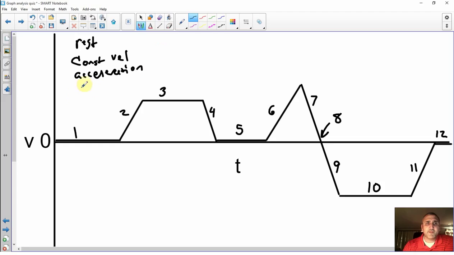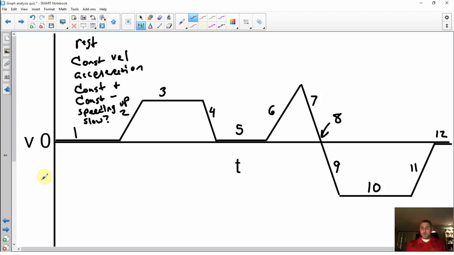Where do we have constant positive velocity? And where do we have constant negative velocity? Take a look at this, and also, where are we speeding up? And where are we slowing down? Why don't you take a second and answer these questions based on this graph, and let's see what you come up with by yourself.